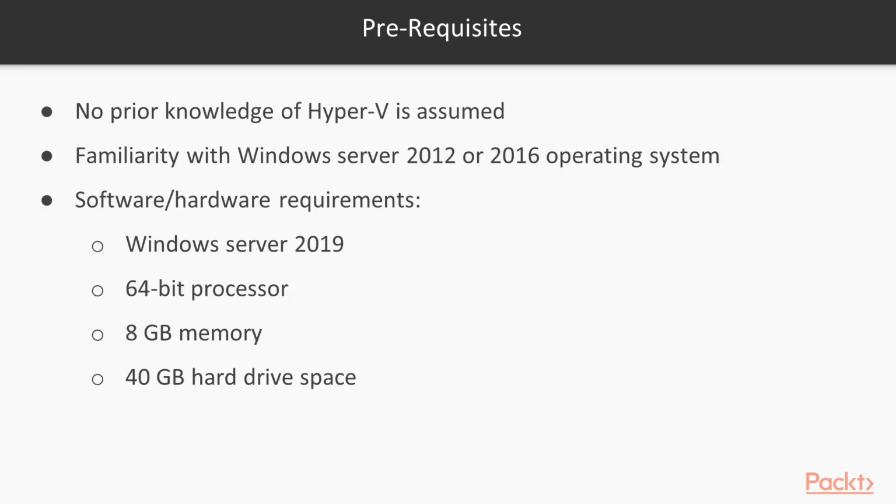This course was written using the assumption that the learner has no prior knowledge of Hyper-V, so it is well suited to those just learning about server virtualization. It will be helpful, but not necessary, to have some familiarity with the Windows Server operating system, especially the Server Manager interface. To reproduce the demonstrations used in this course, you will need a copy of Windows Server 2019 installed on a computer with a 64-bit processor, at least 8 gigabytes of RAM, and 40 gigabytes of free hard disk space.